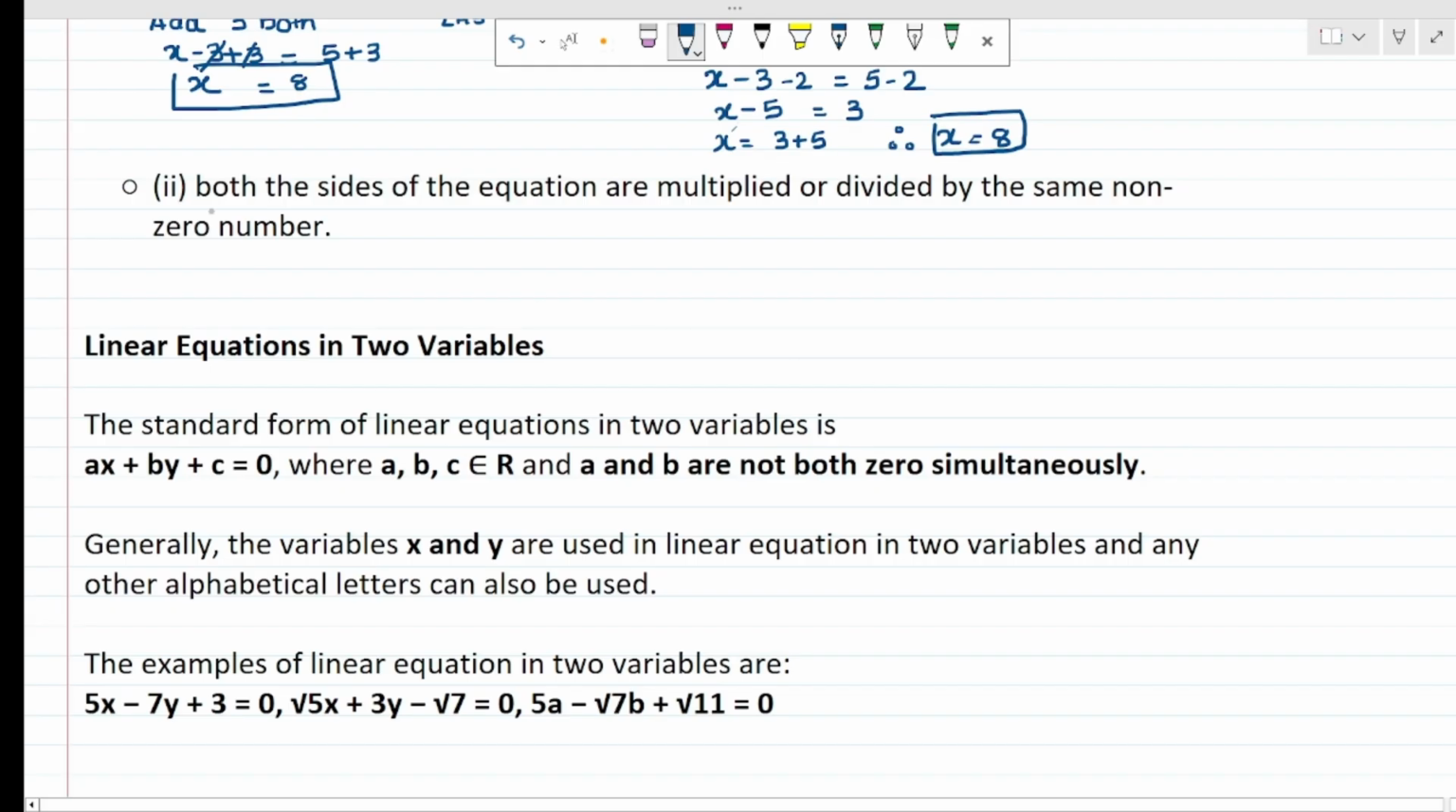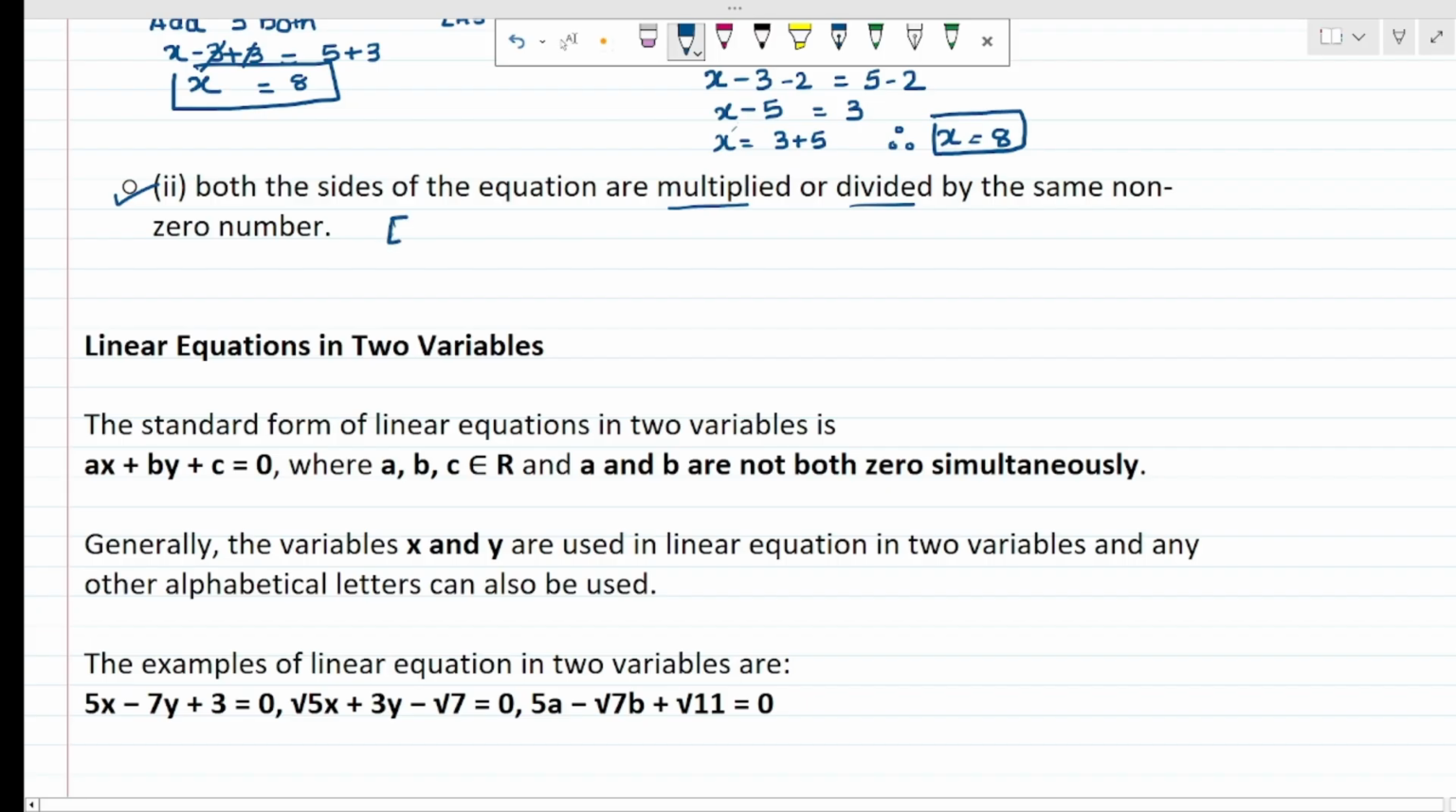Moving on to the second rule. What does the second rule say? Both the sides of the equation are multiplied or divided. Now, what is the case over here? It is getting multiplied or divided by the same non-zero number. Non-zero number means you can't take 0 over here.